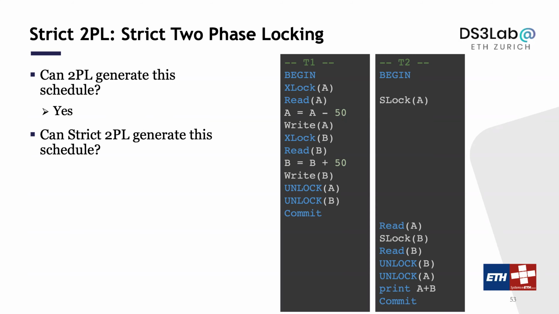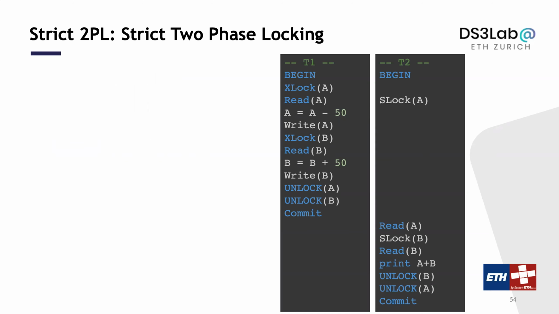But is it allowed by strict two-phase locking? Actually, no. Because if you look at T2, once you release the lock, you actually have something else to do before you commit. So that cannot happen. In strict two-phase locking, you need to keep your lock until the very end of the transaction. So this is not allowed by strict two-phase locking.